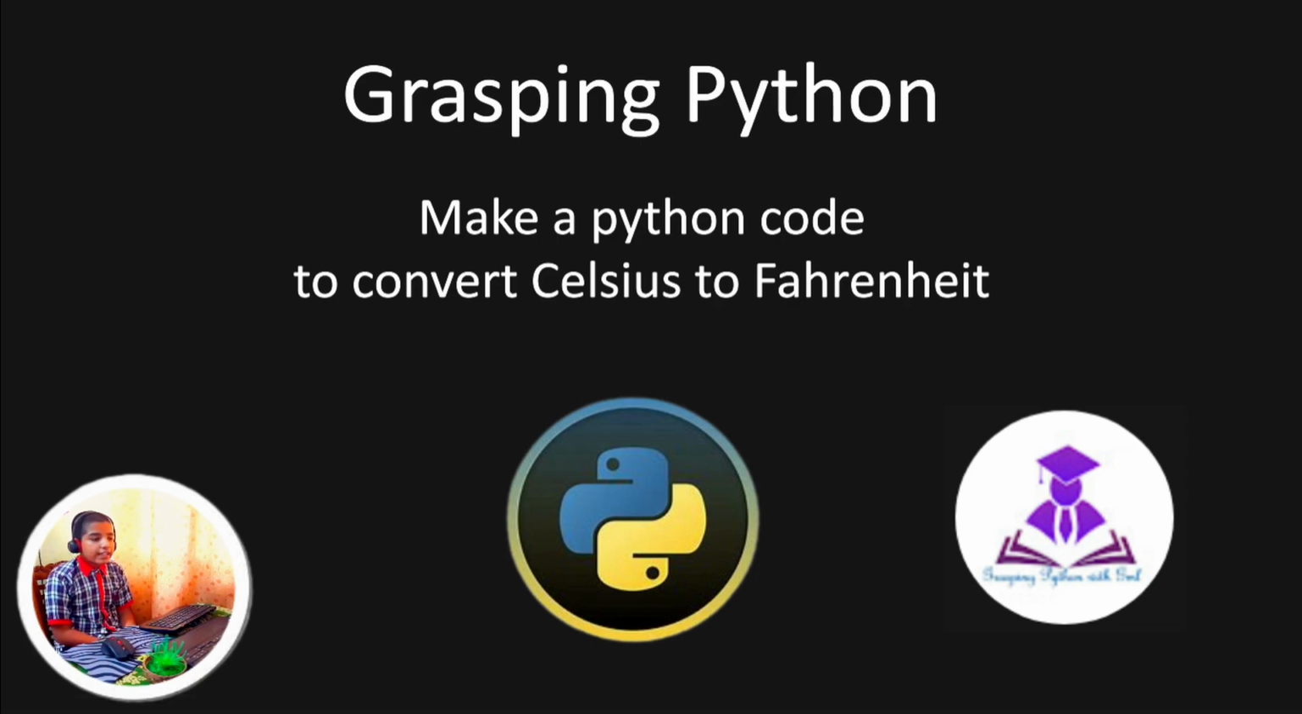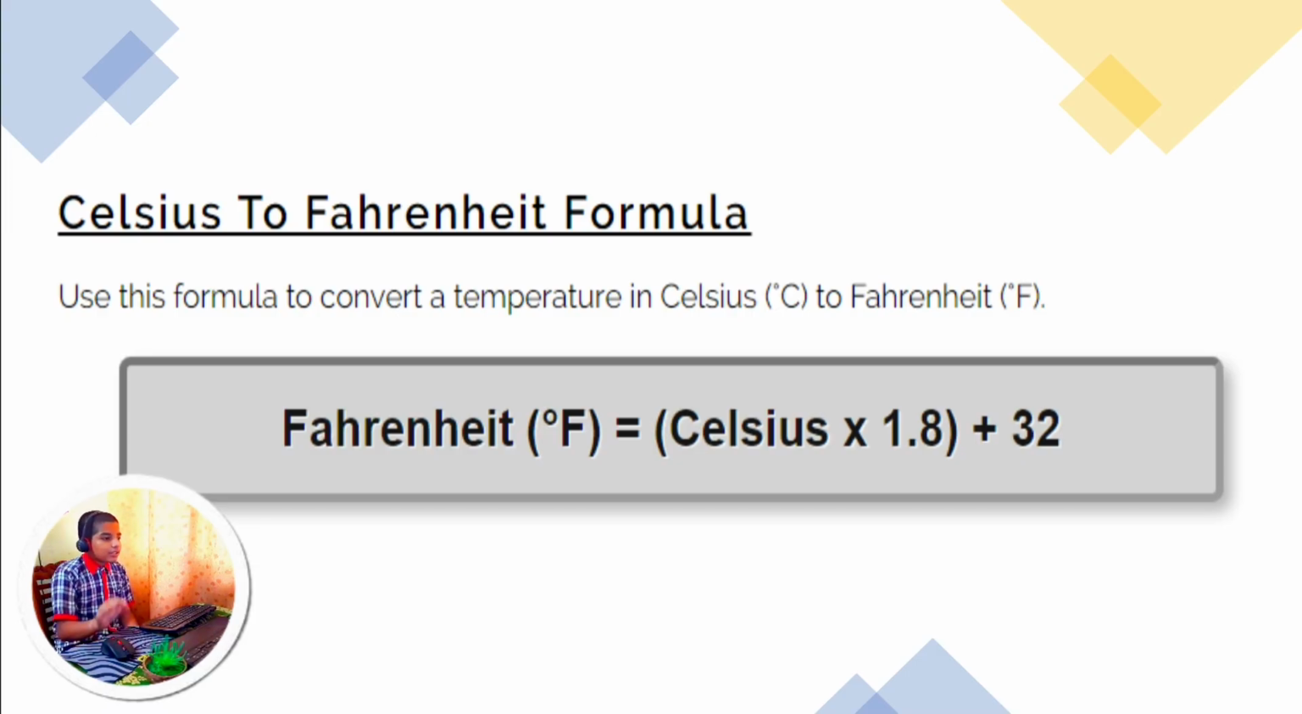Today in this video we will be seeing how to make a Python code to convert Celsius into Fahrenheit. Alright, so first we will be looking at the theory part. Celsius to Fahrenheit conversion formula. Use this formula to convert a temperature in Celsius to Fahrenheit. Alright, so the formula is Fahrenheit is equal to Celsius into 1.8 plus 32.